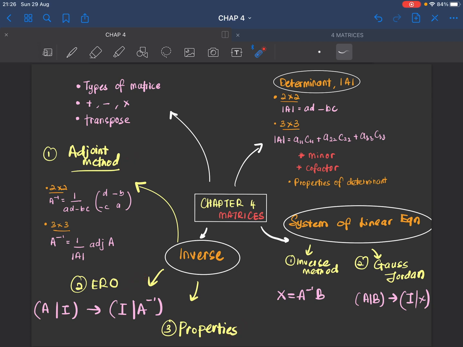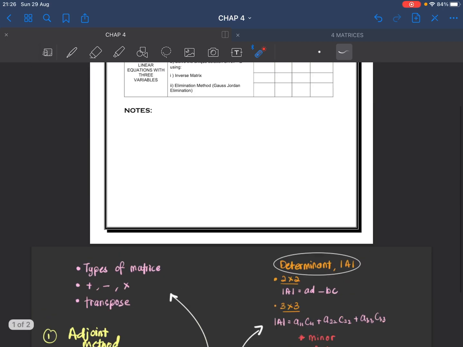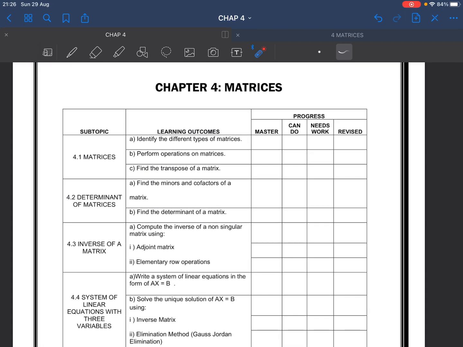And then we are going to see how to solve a system of linear equation with 3 variables by using these 2 methods. Okay, so these are what you are going to learn for this topic, matrices. Okay, so for this video we are going to focus on 4.1, which is to identify type of matrices, perform operation plus, minus, multiplication and find the transpose. Okay, so basically video ni easy je.